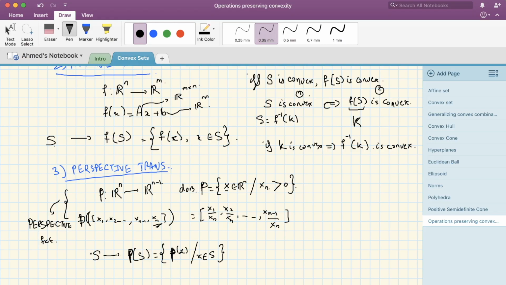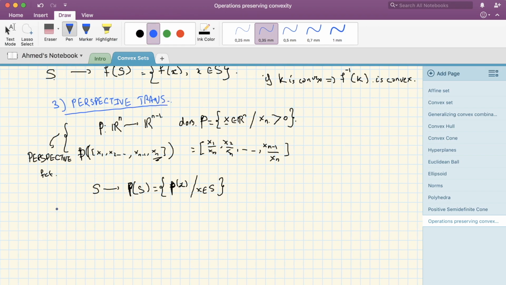So if S is convex, then so is p of S. Now indeed, p of S would be one dimension less, right? Because all p of x's would be in Rn minus 1, one size less. In contrast to the affine transformation, where you're going from one dimension n to another totally different dimension.